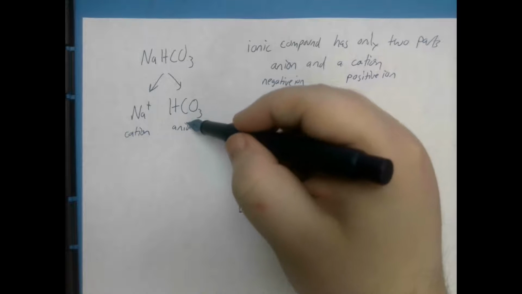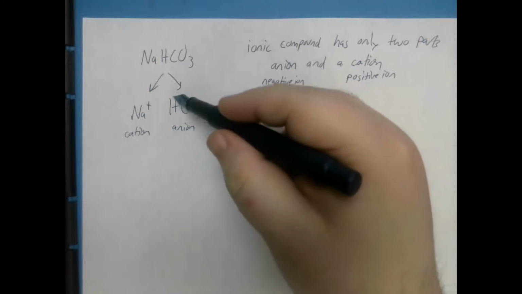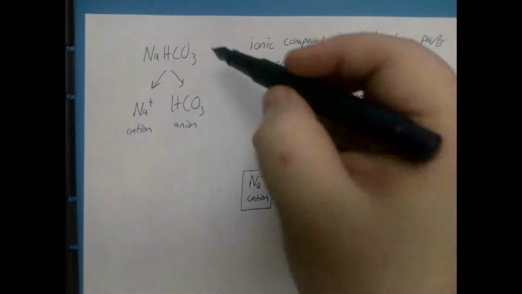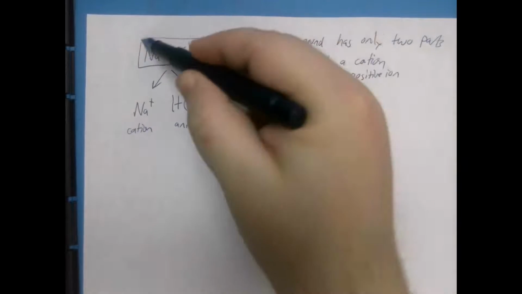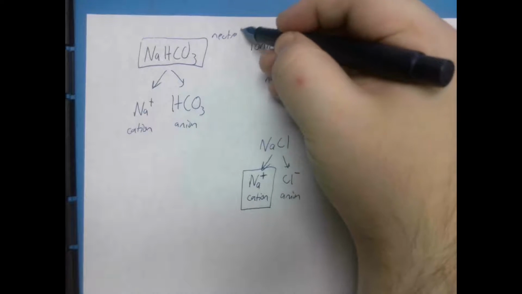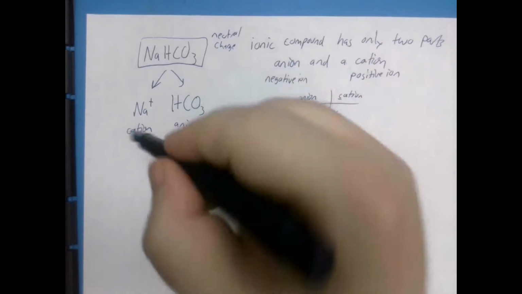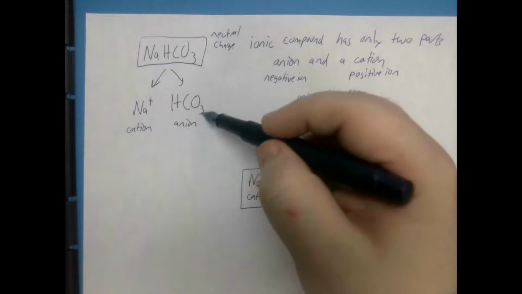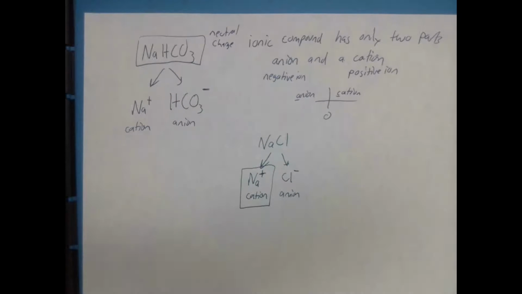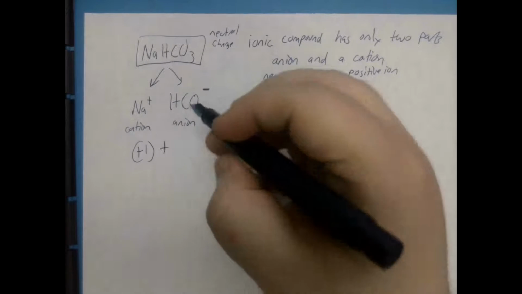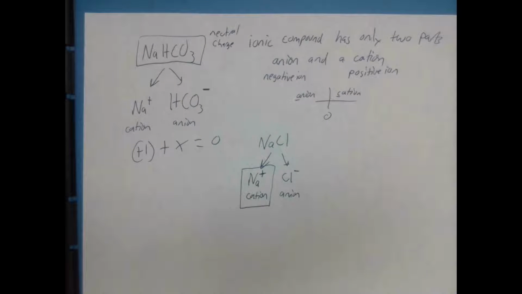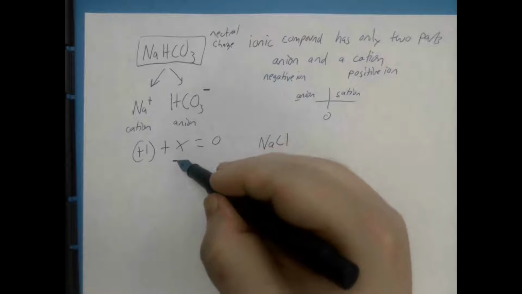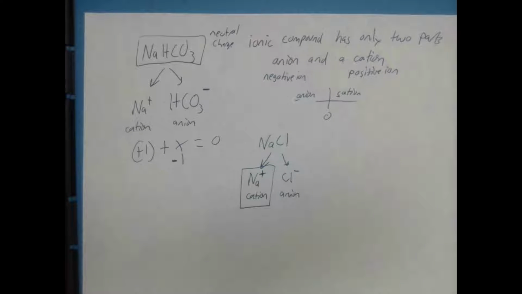What is the charge on HCO3? This is a compound. It is neutral charge. If we break it apart, we have a positive charge, and what must this be? Negative. Because +1 plus x equals 0. What must the x be? The only thing that makes sense is adding a -1 in for the x.